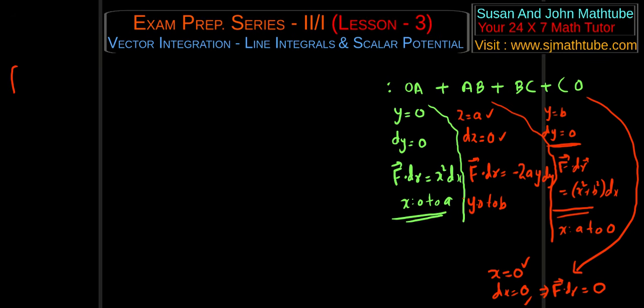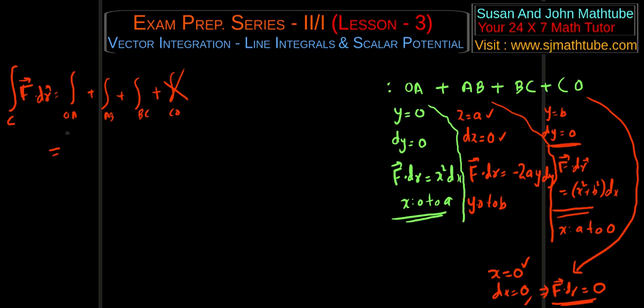Now it's time to integrate. So integral f dot dr will be integral over OA plus integral AB plus integral BC plus integral CO. Of course, the last one will vanish because f dot dr is 0. And now if you want, you can do it separately, or you can do it together itself. So OA means x varies from 0 to a. And we have to write x square dx here.